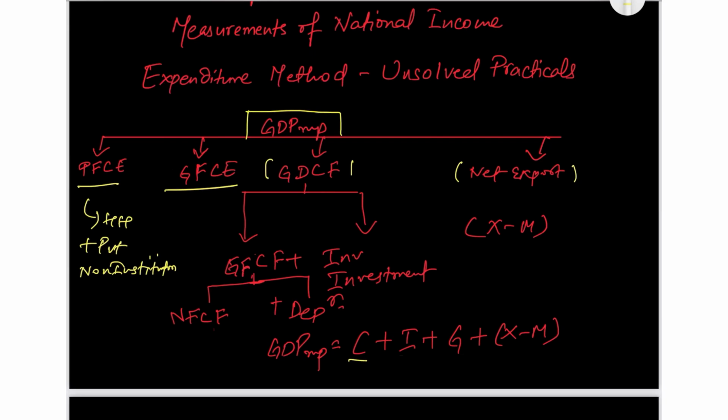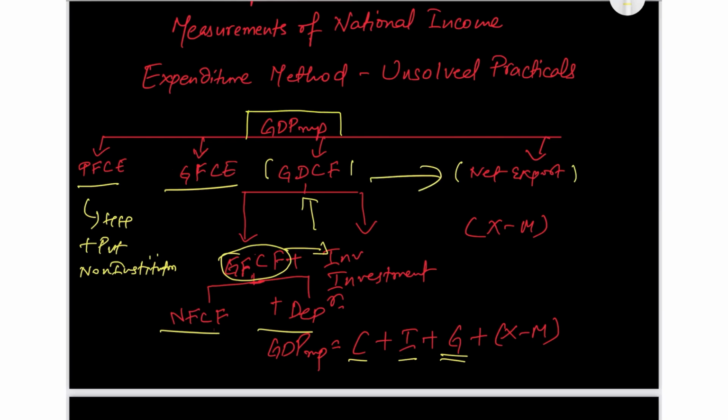Then government final consumption expenditure is all the consumption expenditure made by the government. Then gross domestic capital formation is the investment that is made. Now the investment GDCF, or the gross domestic capital formation, is the addition of gross fixed capital formation plus inventory investment. Now if gross fixed capital formation is given, you have to add inventory investment to get GDCF. And if net fixed capital formation is given, we have to add the depreciation to get the gross fixed capital formation, and thereby adding the inventory investment will get the gross domestic capital formation.